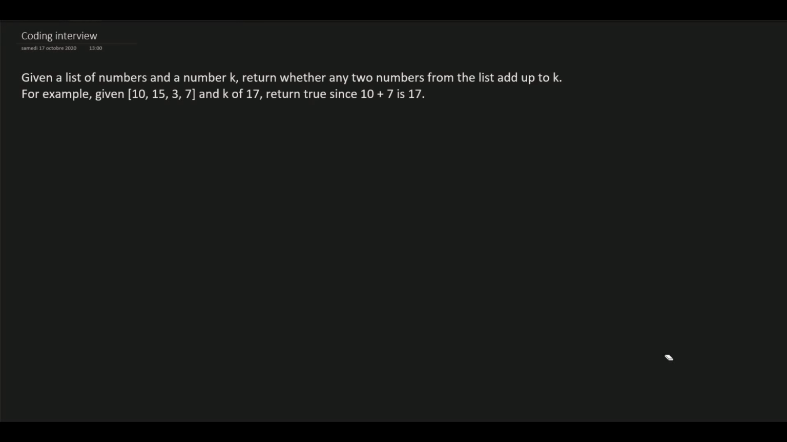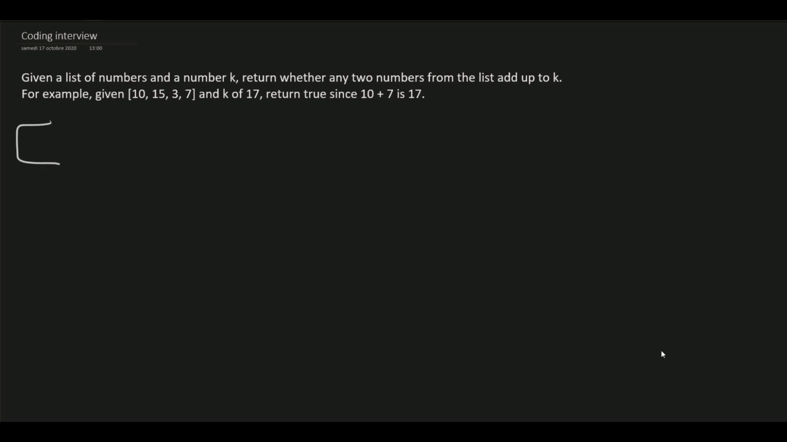So, today's coding interview is: given a list of numbers and a number k, return whether any two numbers from the list add up to k. For example, given 10, 15, 3 and 7 and k of 17, return true since 10 plus 7 is 17.